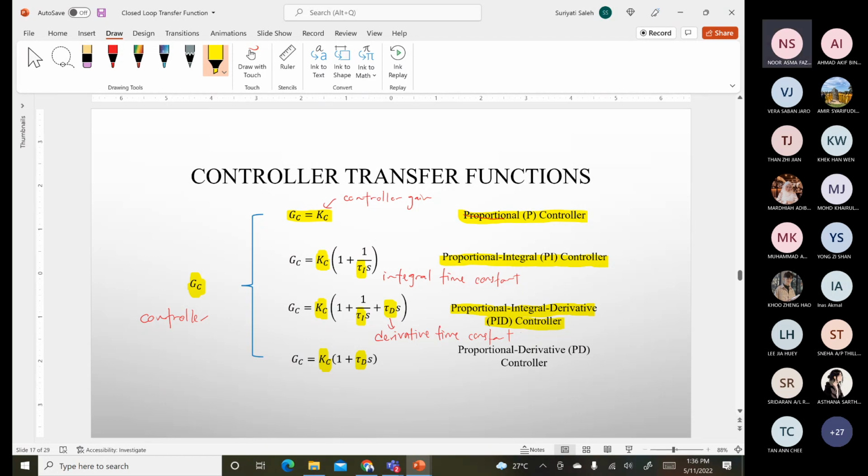So I can see this one is getting complicated. That's why this is called PCD.